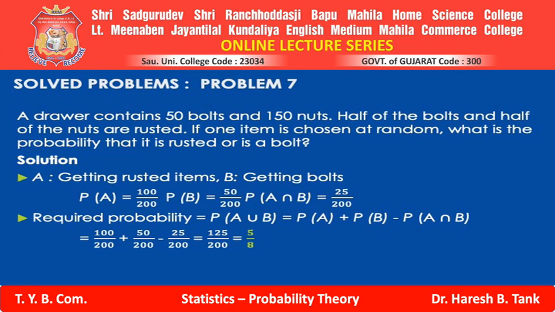The required probability: the connector is OR. Since the connector is OR, union is needed. So probability of A union B is probability of A plus probability of B minus probability of A intersection B. So it is 100 upon 200 plus 50 upon 200 minus 25 upon 200. Simplifying it, it comes to 125 by 200, which is 5 by 8. And that is the required probability. Next example.